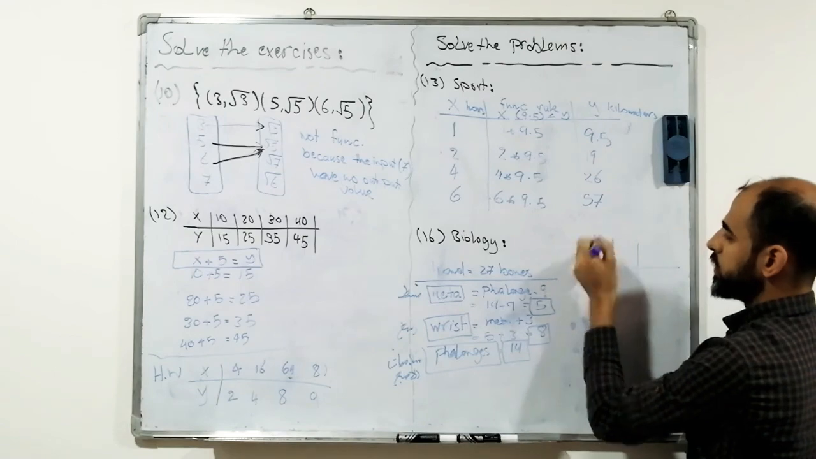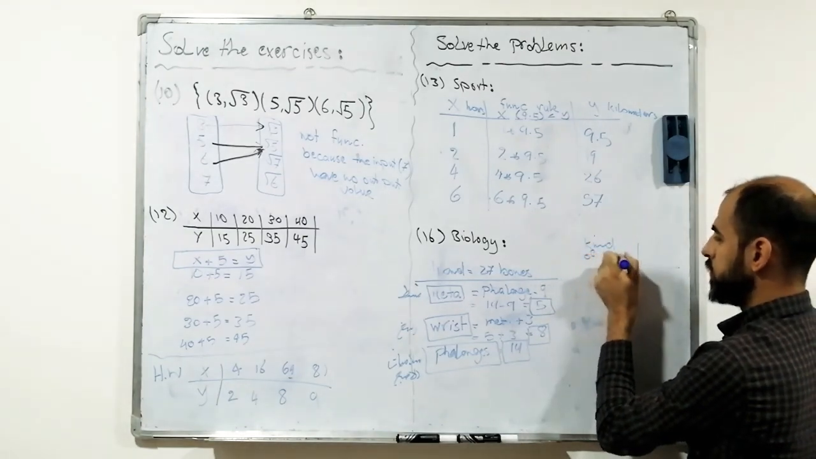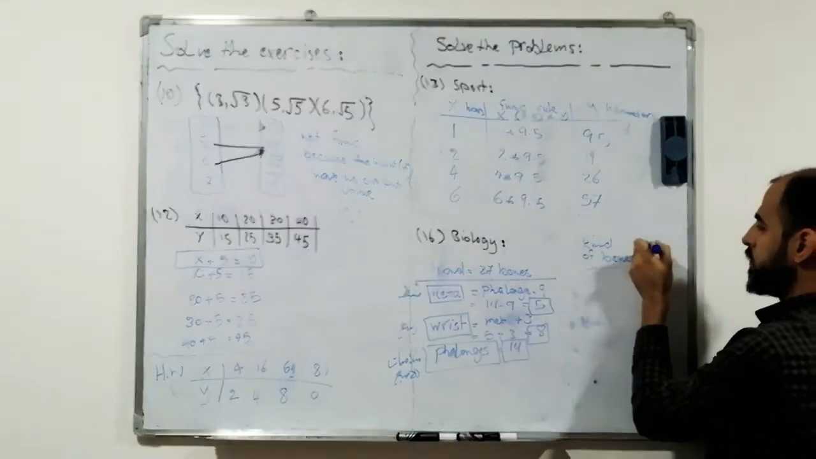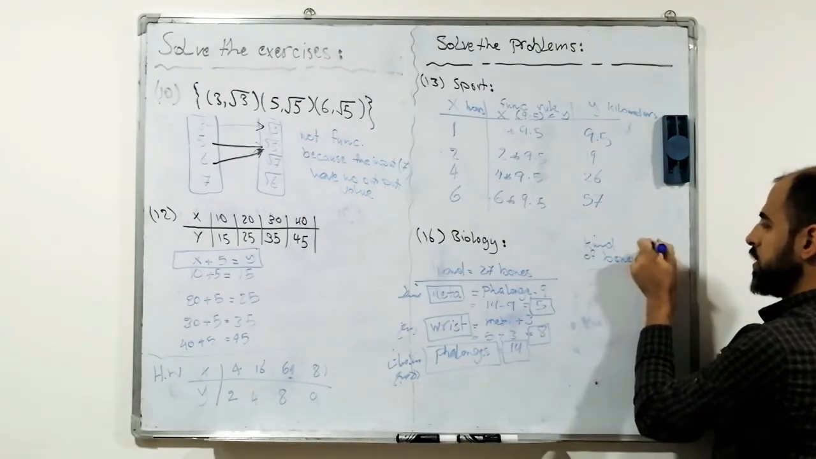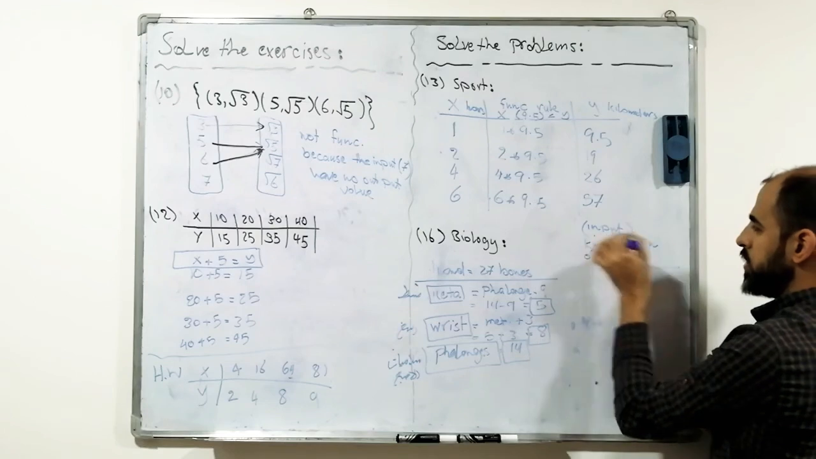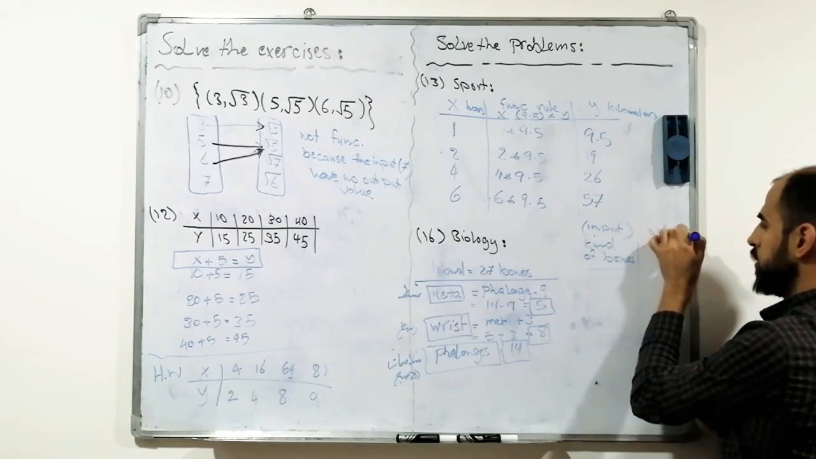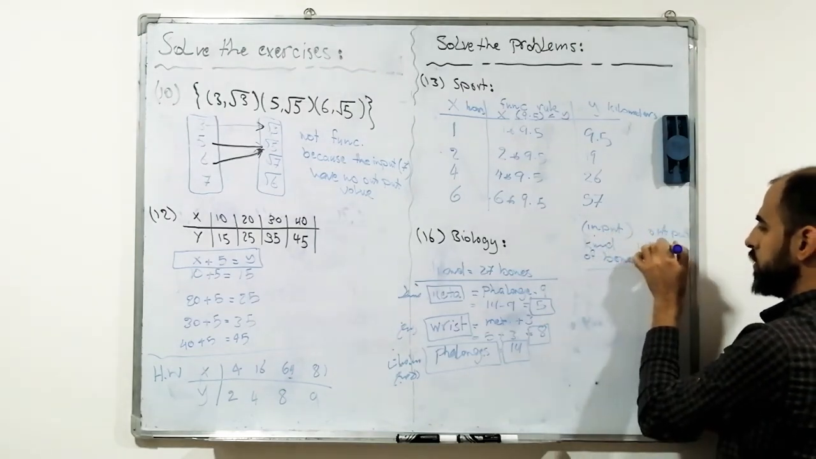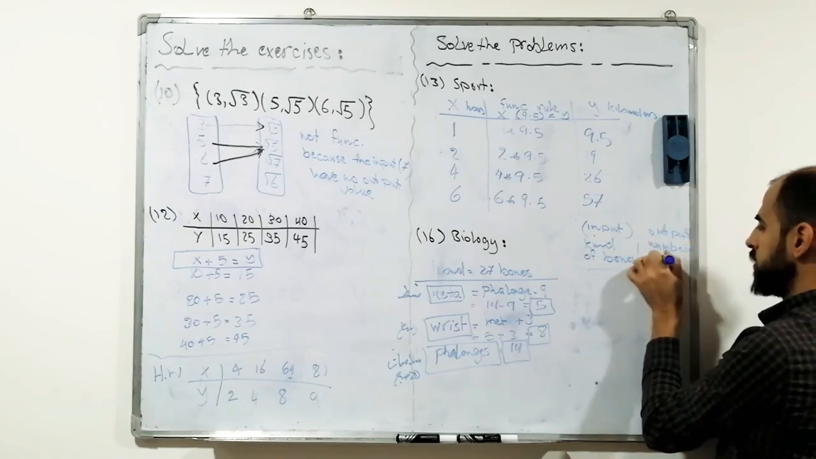We can make the table: bones and the number, which is the input, and the output will be the number of bones.